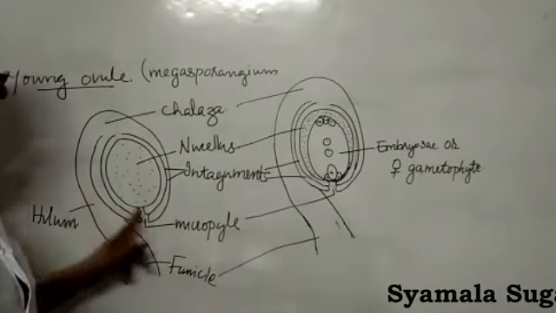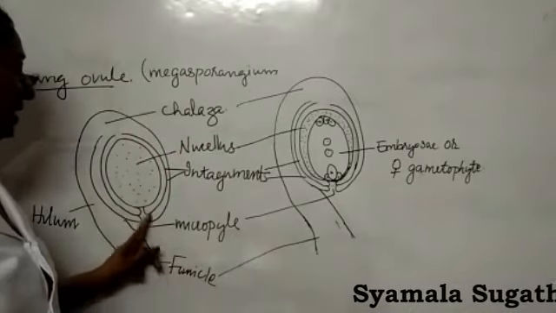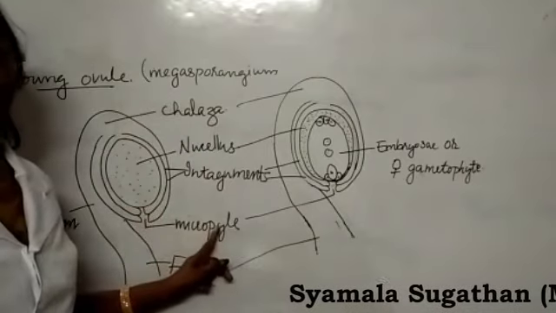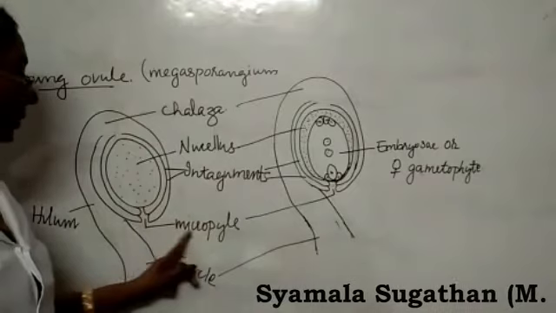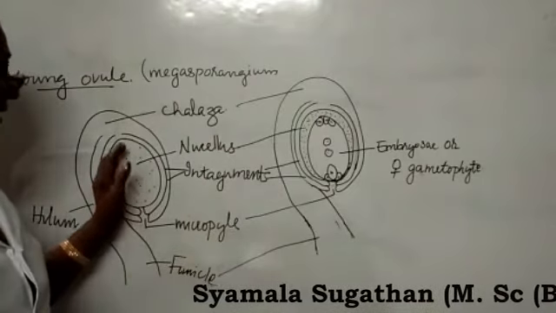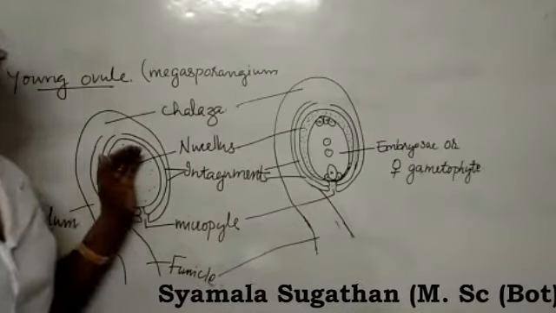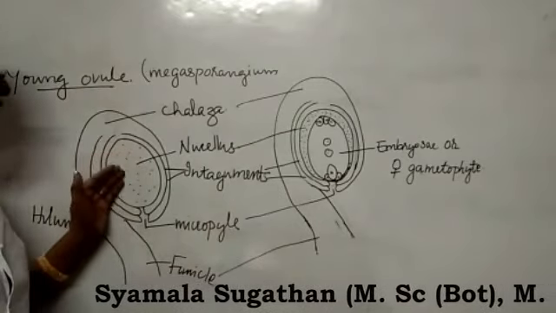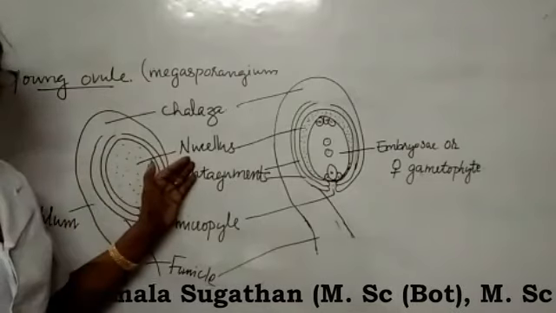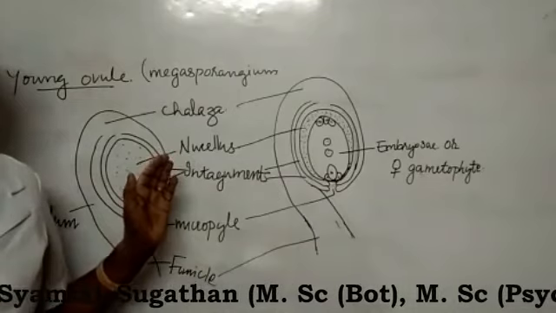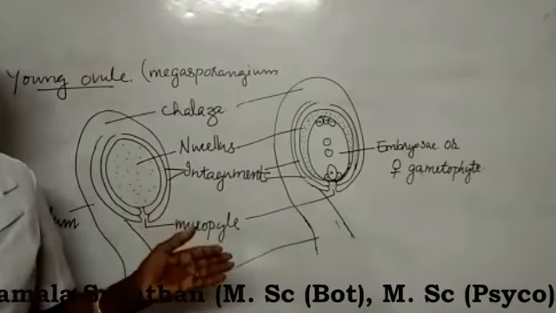And towards the opposite end, we can see within the integument there is a minute opening, and that opening is known by the name micropyle. And in the young ovule, we can see the central region is occupied by a homogeneous mass of tissue called the nucellus.